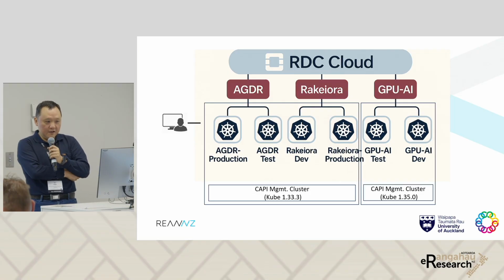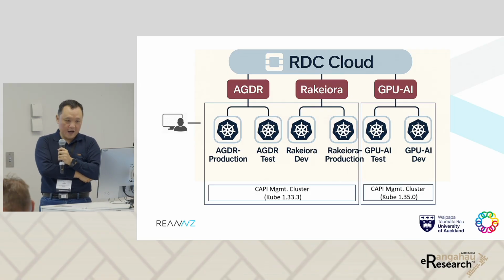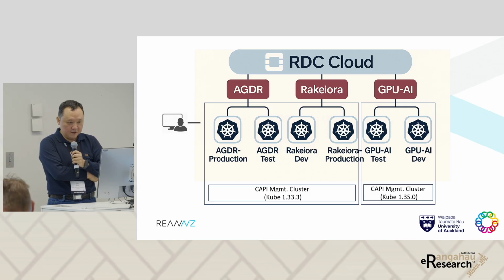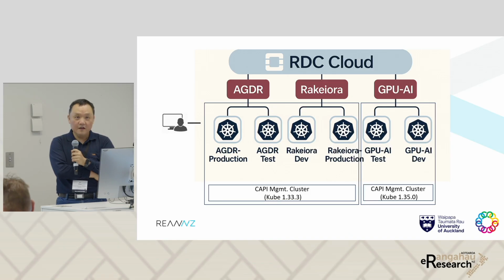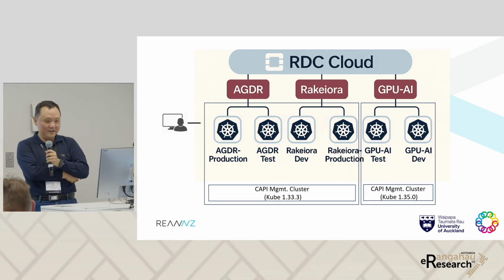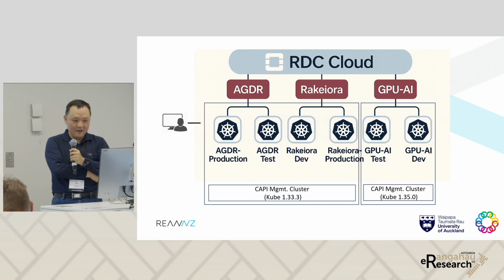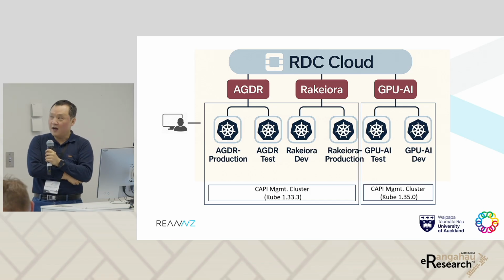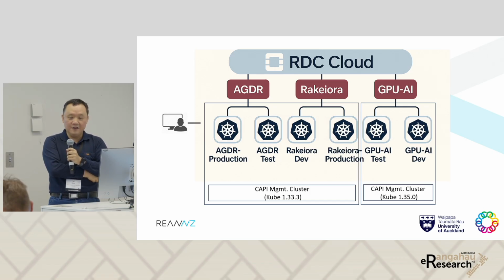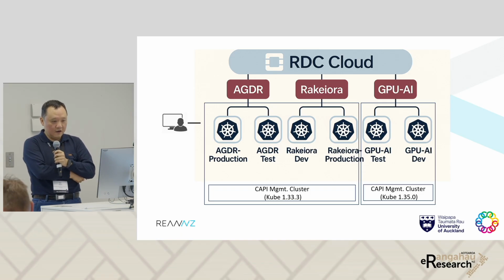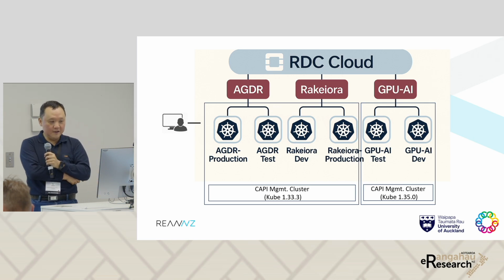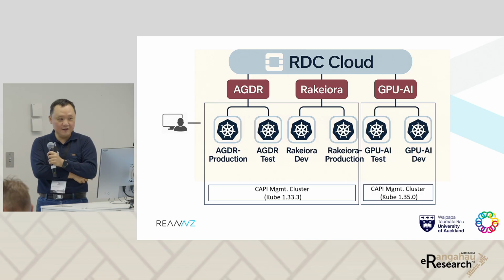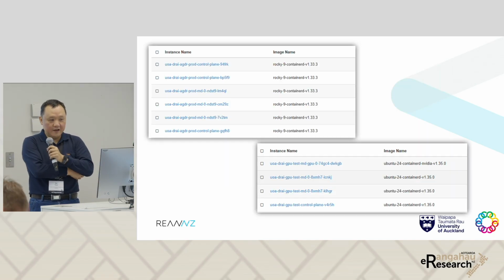The GPU AI is an experimental project focused on exploring GPU utilization for AI workloads as well as GPU cloud management. Thanks to Nat, Kahu, and Somesh for the upgrading work this January. Now the AGDR and REANNZ clusters are managed by the CAPI cluster of Kubernetes version 1.33.3, and the GPU AI clusters are managed by the CAPI with version 1.35, which is the latest version until now.